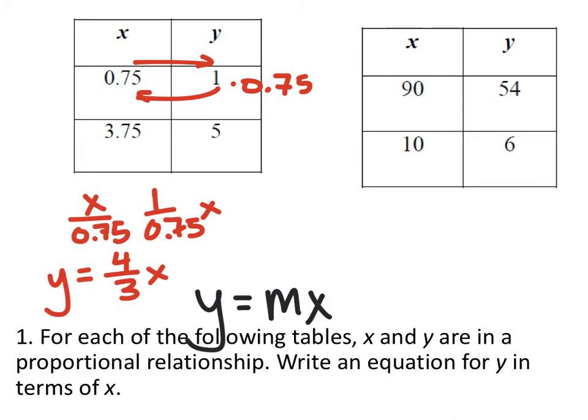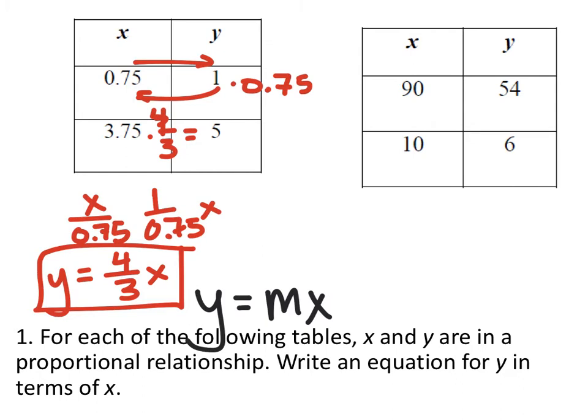Let's try it on the 3.75. If I multiply it by 4/3, does it give me 5? Let's try it. 3.75 times 4/3. Yes, it does equal 5, so now I know that is the equation for this table.